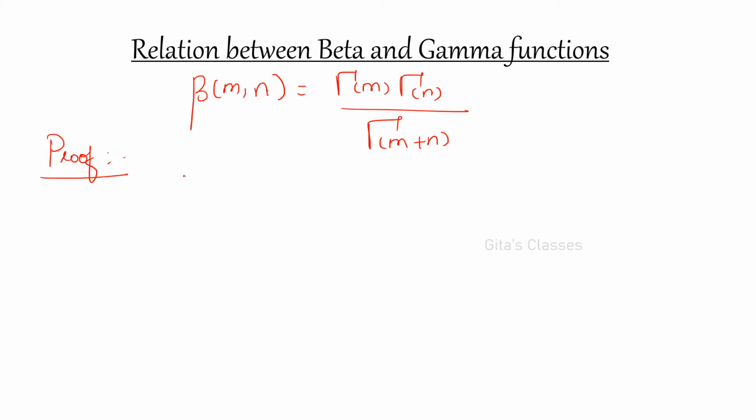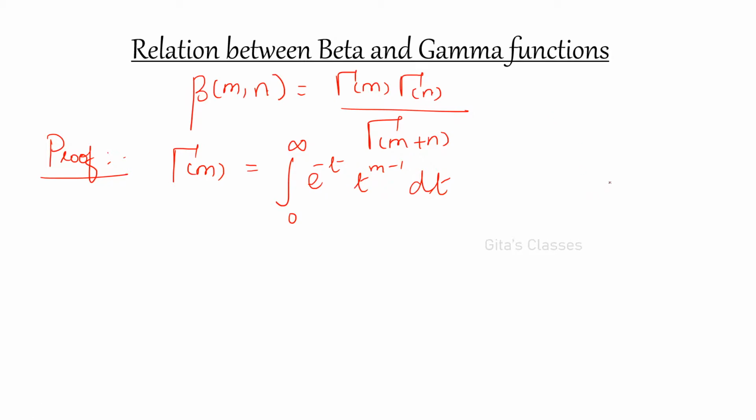First, let us define the gamma function. By definition, gamma of m can be written as the integral from 0 to infinity of e power minus t into t power m minus 1 dt. This you have to learn by heart. Here t is a dummy variable, so you can write x or y, anything: e power minus x into x power m minus 1 dx, or e power minus y into y power m minus 1 dy. Whatever variable you write here, that you have to follow. That is important.